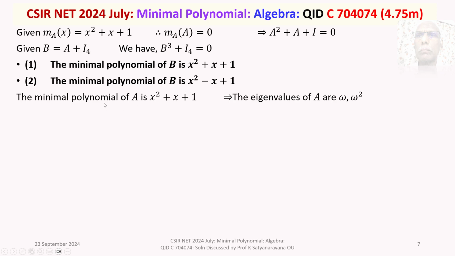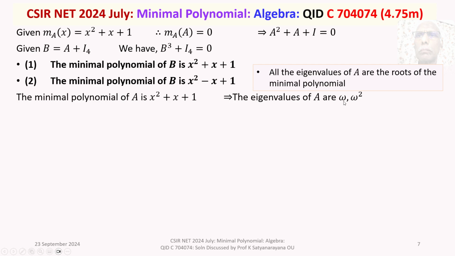And the roots of the minimal polynomial are all the eigenvalues of A. So recall, all the eigenvalues of A are the roots of the minimal polynomial. The roots of the minimal polynomial are omega and omega square. Therefore, all the eigenvalues of A are omega and omega square.